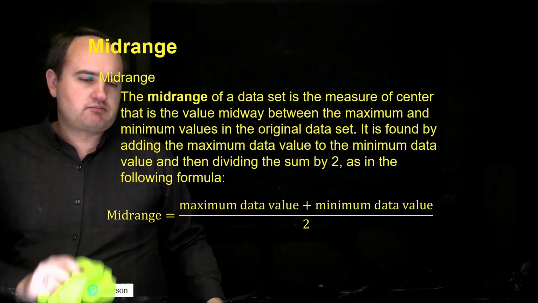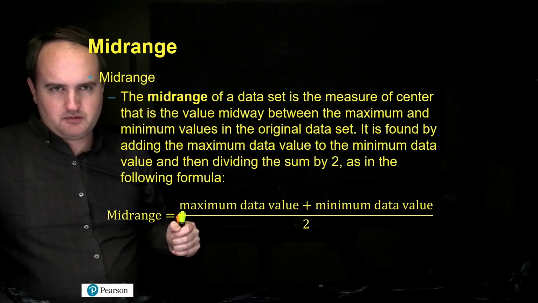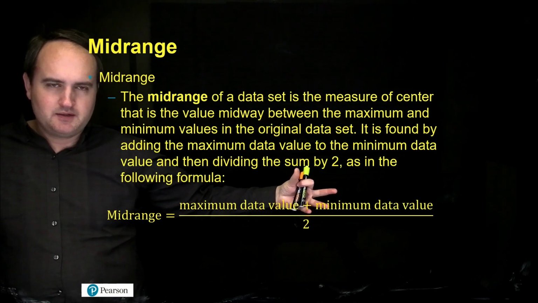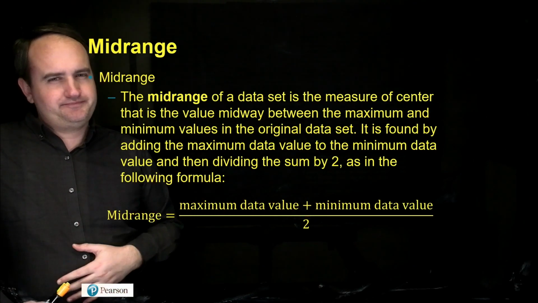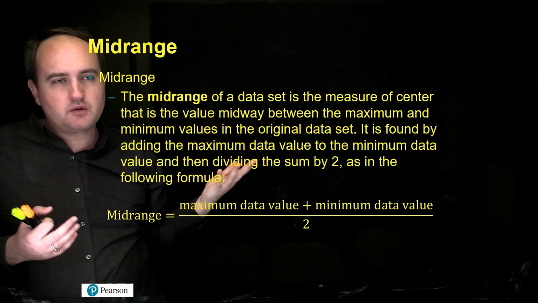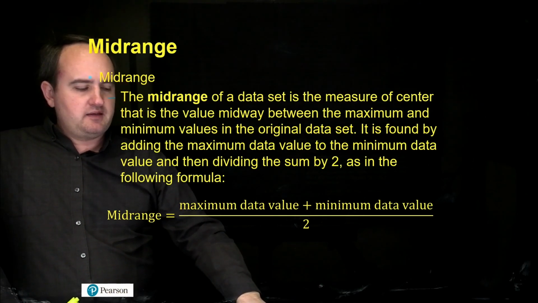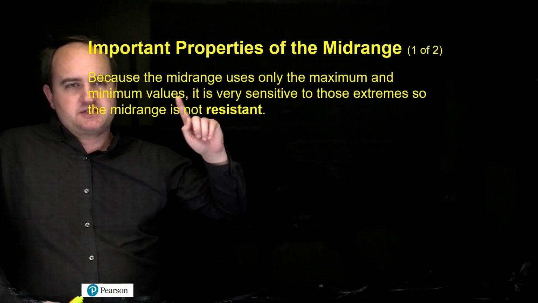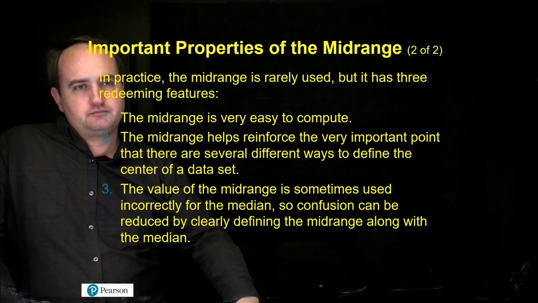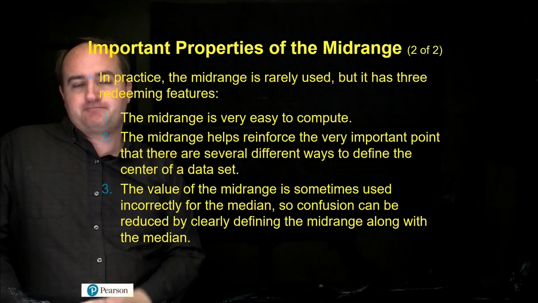Obviously, the problem with this right off the bat that you should be noticing is that it only takes into account the largest data value and the smallest data value. It doesn't consider any of the other data values. So it's not as useful as the mean, the median, and the mode. But we're still going to learn about it because you need it for your homework, quiz, and exam. It's very easy to calculate. That's a good thing about it. Because the mid-range uses only the maximum and minimum values, this is the slide I meant to be on. The mid-range is very easy to compute. That's a good thing about it.